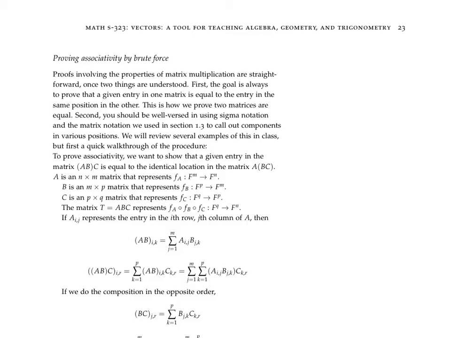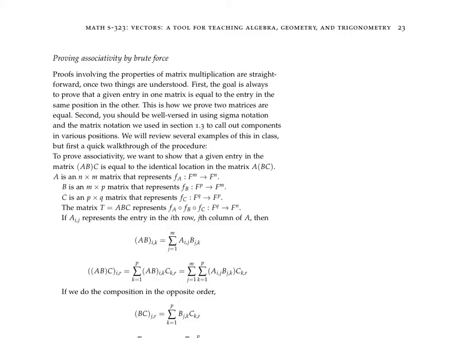One is that the way we prove that 2 matrices are equal is to show that an arbitrary entry in one matrix is equal to the same entry in the same position in the other matrix. That's the first thing. The second thing is that you need to be really well versed in using sigma notation and the matrix notation that we used earlier to call out components in various positions.